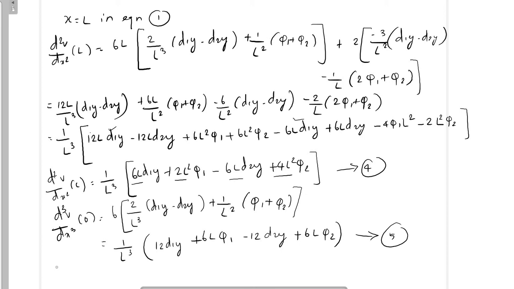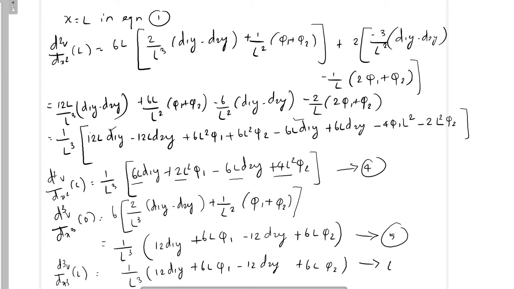When you put x equal to L, d cube v by dx cube of L is also the same. There is no variation. This is equation 6: the same equation, 1 by L cube (12 d1y plus 6L pi 1 minus 12 d2y plus 6L pi 2). We have completed all the 4 equations, 3, 4, 5, 6. We are going to assemble the stiffness matrix with these 4 equations.